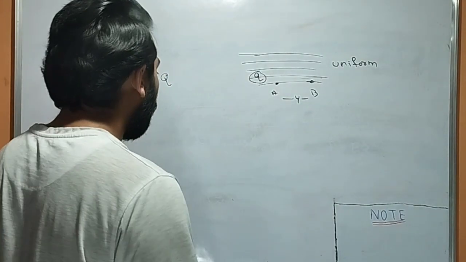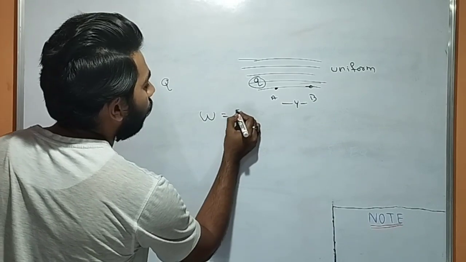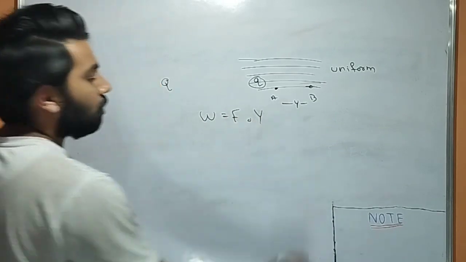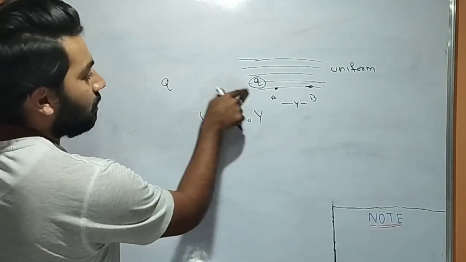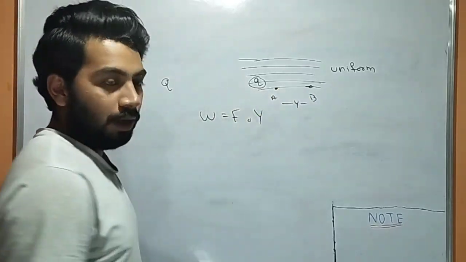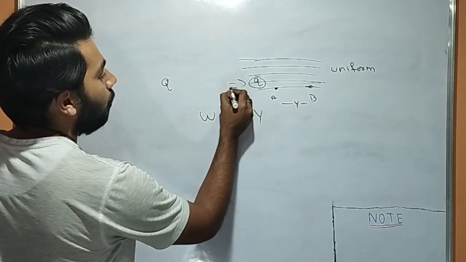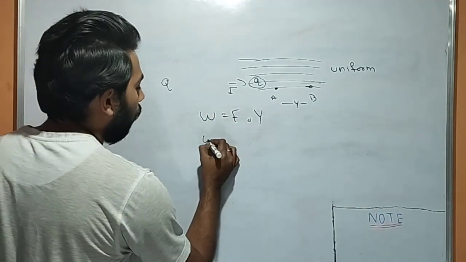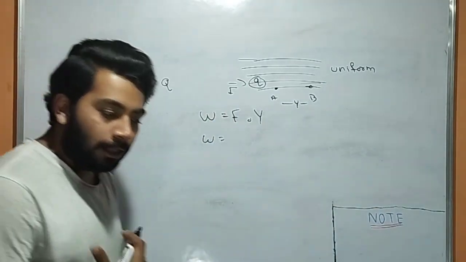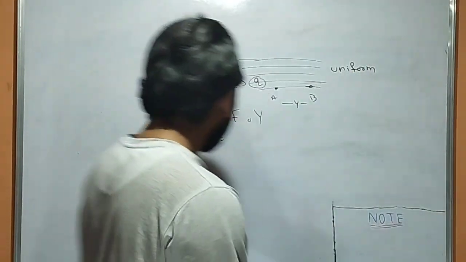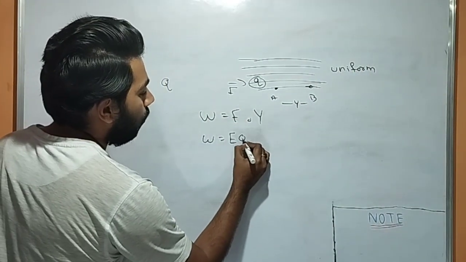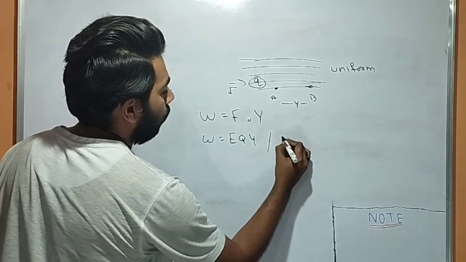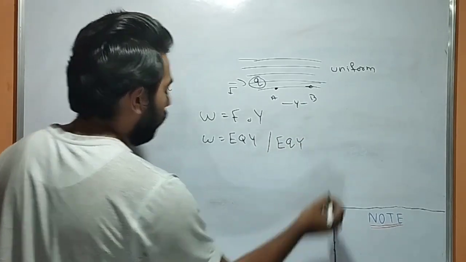You know, work done is equal to force applied into displacement. When you applied some force, it moved from A to B, a distance d. Okay, force. Now, just simple. What does force mean in electrostatics? Force means EQ. Which is your option?